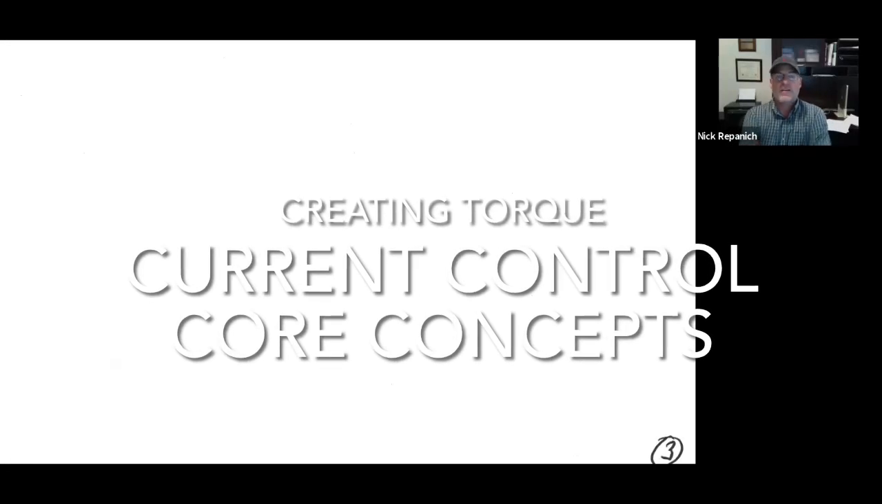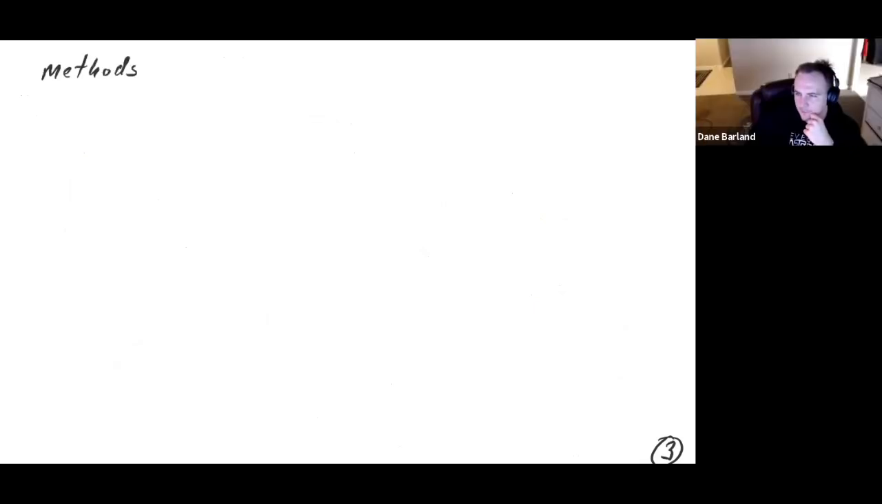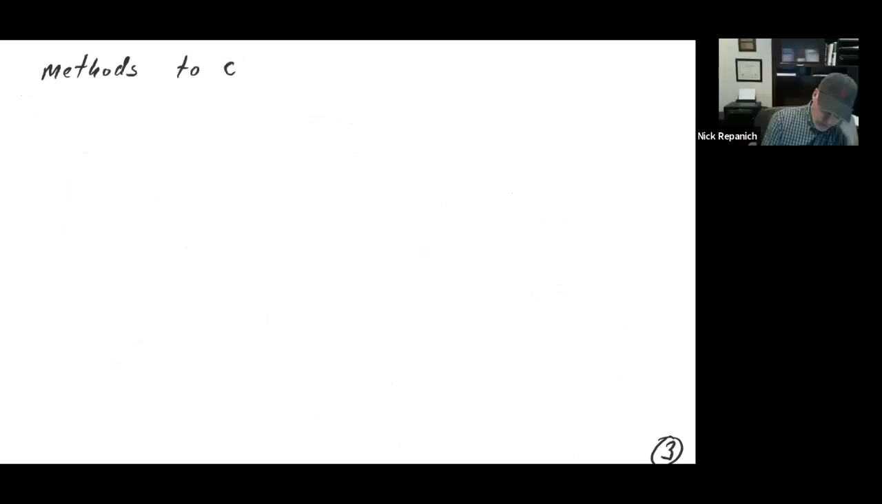What method have you used to control current? An H-bridge. Okay, sort of. Control current. I'm going to write that down because we're going to come back to that. H-bridge. It's not really the way you control current, though. Bridge.